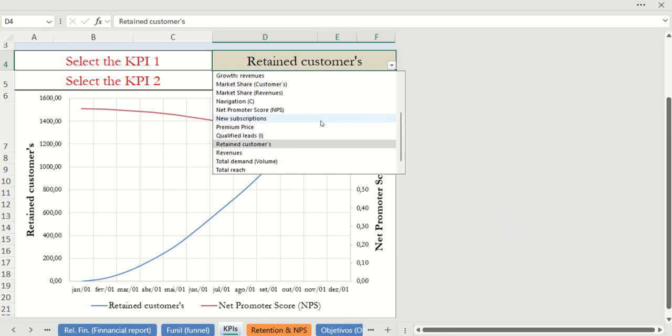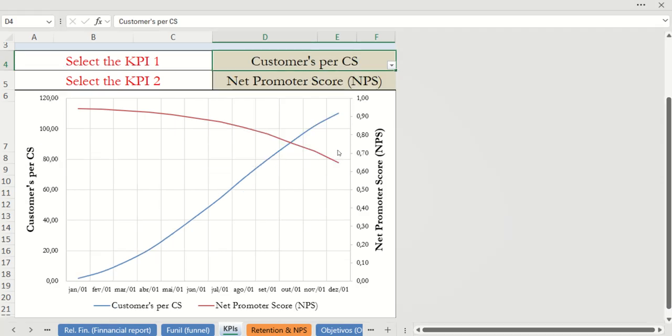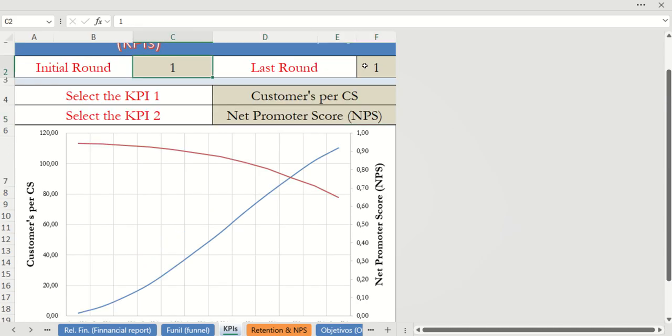For instance, I can check Net Promoter Score with, let's say, customers. So as you can see here, as the number of customers per CS increases, my NPS is also declining over the period. And you can explore different relations, not only in round one, but also you'll be able next to check it for a long period of time, not only one round.